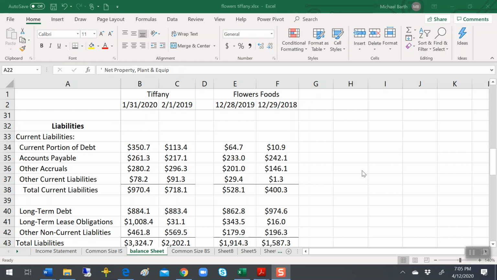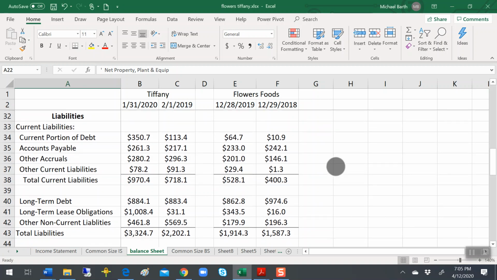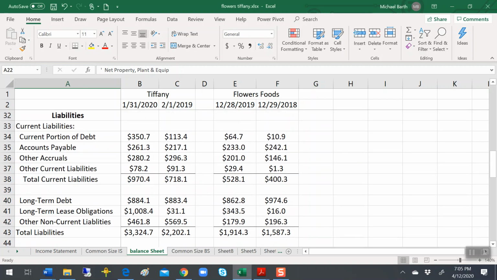We want to continue our discussion of the balance sheet for Tiffany and Flower Foods by looking at liabilities. Liabilities are what the firm owes to other people. Okay, our basic accounting equation. Assets are what the firm owns, and where they got the money to get the assets is the right-hand side. It's either liabilities, money they owe to other people, or equity.